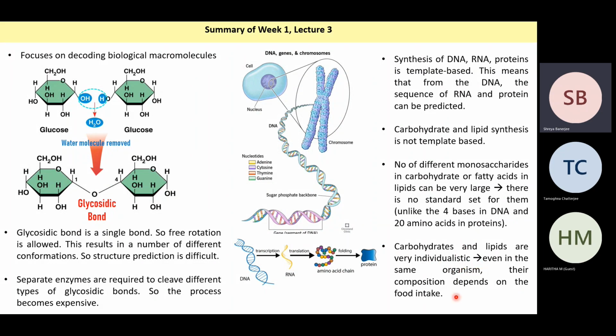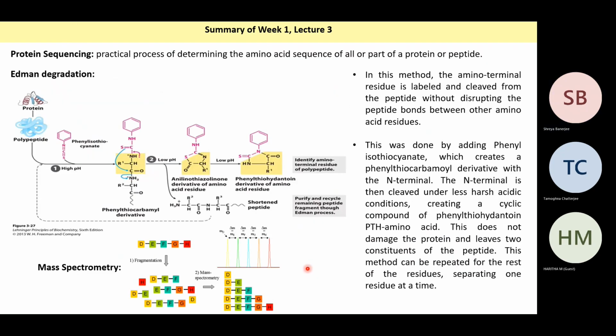Even in the same organism, it depends on what they are eating. The composition of carbohydrates and lipids will vary. But in all humans, the DNA set is similar. So that way also, carbohydrates and lipids pose a lot of problems for decoding. So for now, we will focus on decoding proteins and DNA.